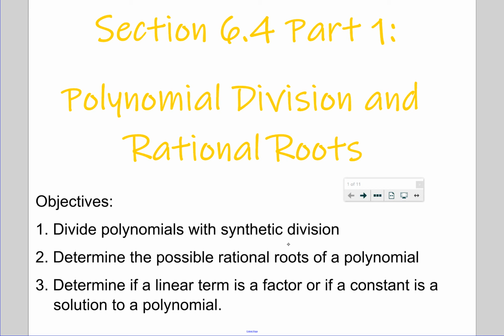The objectives in this lesson: we're going to divide polynomials with something called synthetic division, determine possible rational roots of a polynomial, and then we'll be using that in our lesson next week, and then determine if a linear term is a factor or if a constant is a solution to a polynomial.